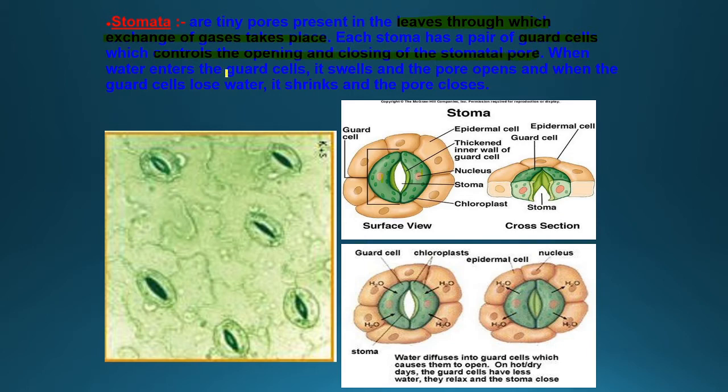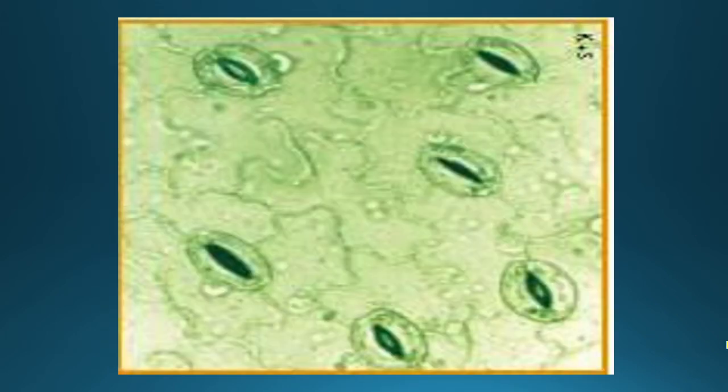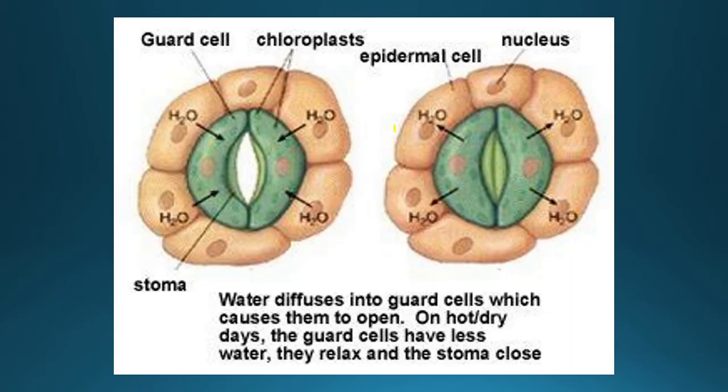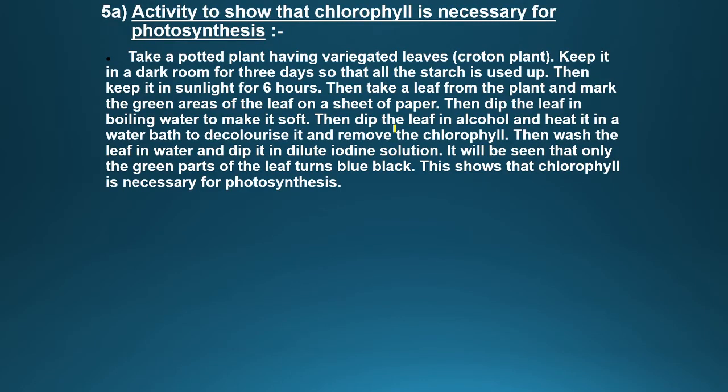When water enters the guard cells, they swell and the pore opens up. When the guard cells lose water, they shrink and the pore closes. This is the process of stomata, guys, and these are a few diagrams of them. Under the microscope, we can see stomata like this on the leaf. This is the diagram.